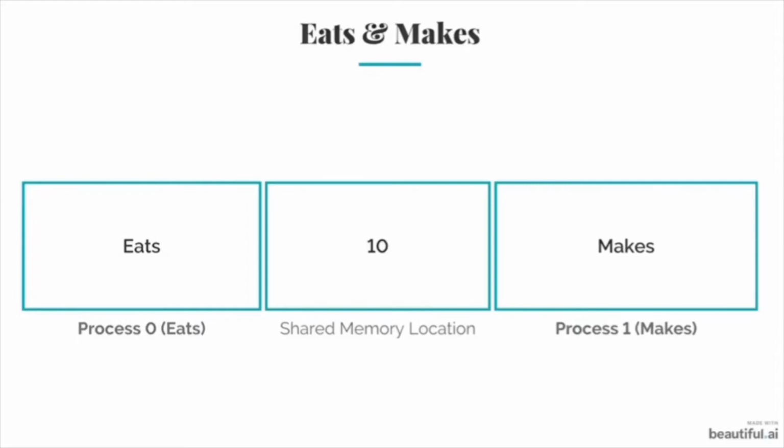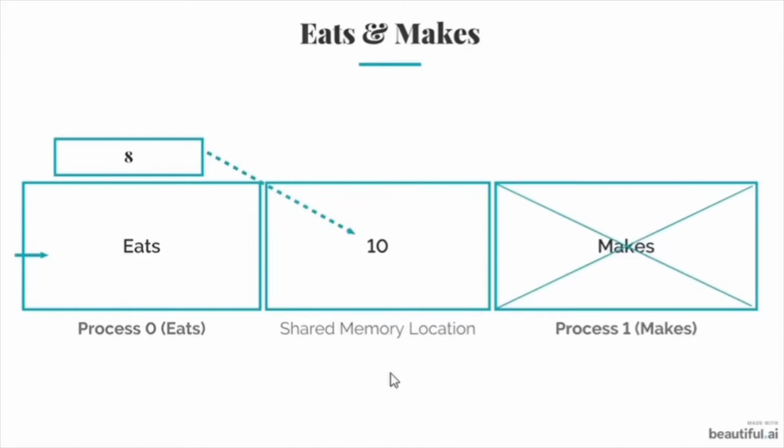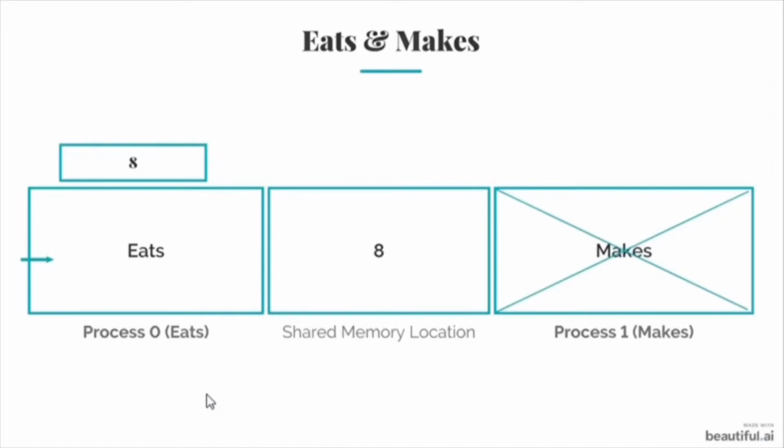The idea behind strict alternation is that these two processes will take turns to enter their critical section and hence access the shared memory location. So let's say, for example, process 0 gets scheduled first and it eats 2 donuts. The idea of strict alternation is to let process 1 sit and wait for process 0 to finish its critical section. So process 1 cannot interrupt the execution of the critical section of process 0, which includes updating the shared memory location.